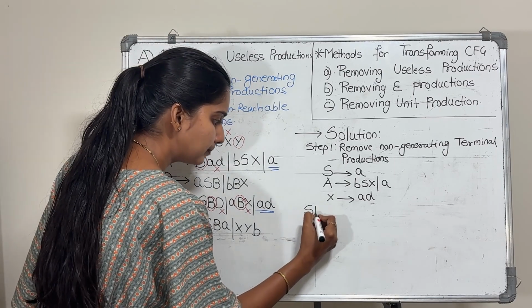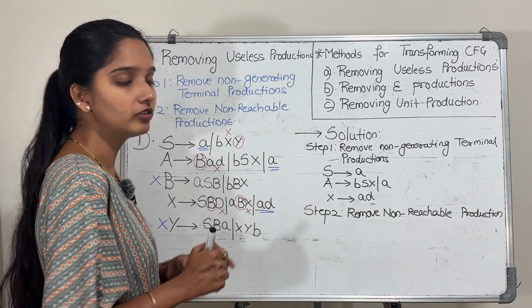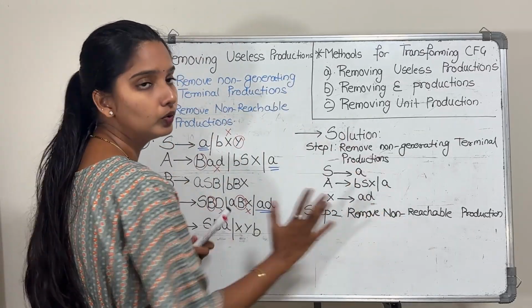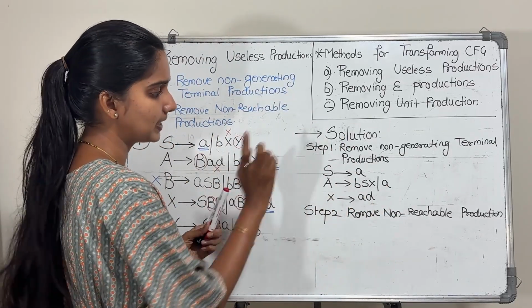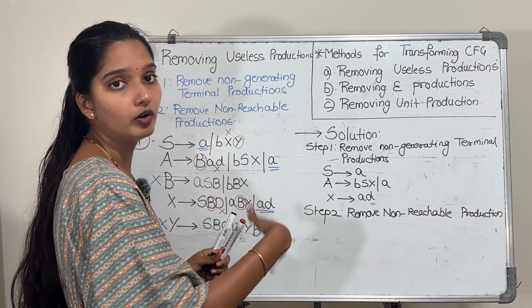Okay, so my step 2. The next step is to remove non-reachable productions. Here you're going to consider the new grammar which we have got from step 1. These are the productions which you have got. Now what it says: remove non-reachable productions.